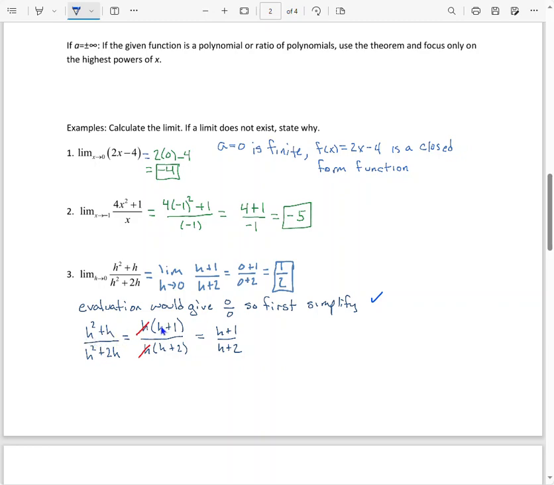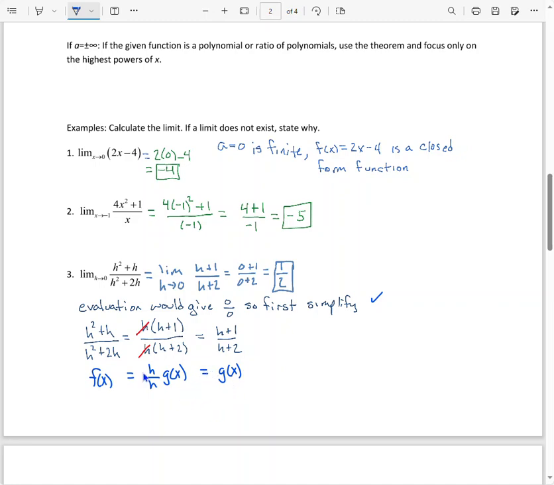What I'm left with is h plus 1. h divided by h is 1. h squared divided by h is an h. 2h divided by h is a 2. The h's cancel out. I'm left with h plus 1 over h plus 2. This is my f of x. This is my h over h times g of x. And this is g of x, although there's no x's in here.